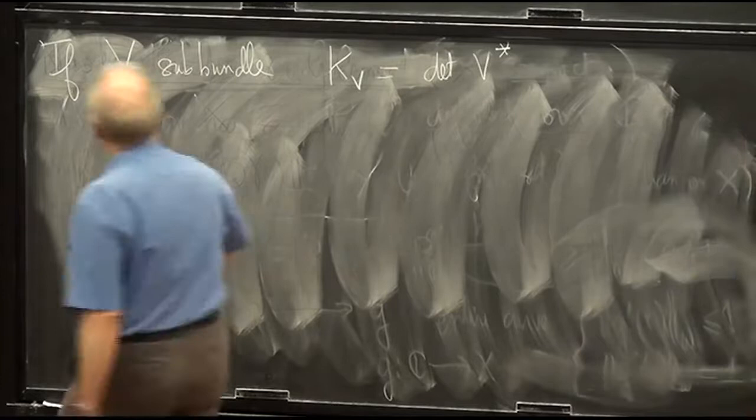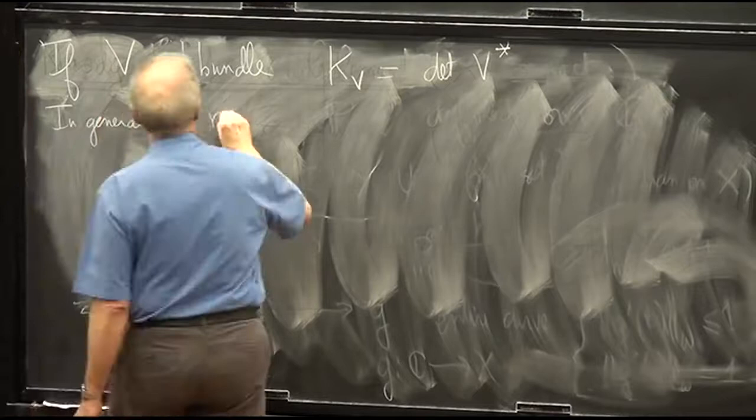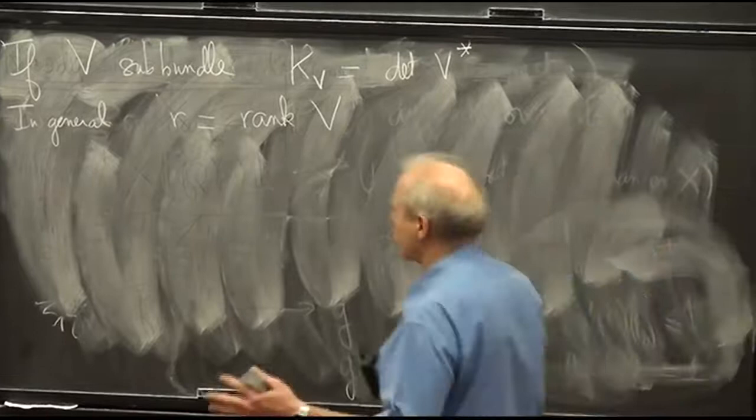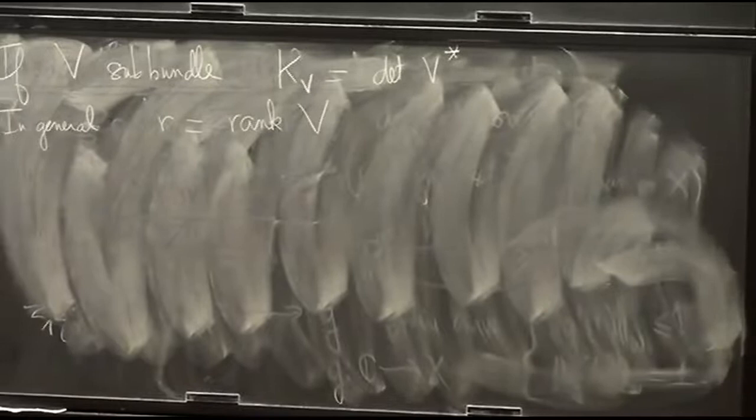In general, denote by R the generic rank, the rank of V. Because it is a linear subspace, it has a generic rank, which is the rank of the fibers on the Zariski open set. But the rank may increase on special fibers.